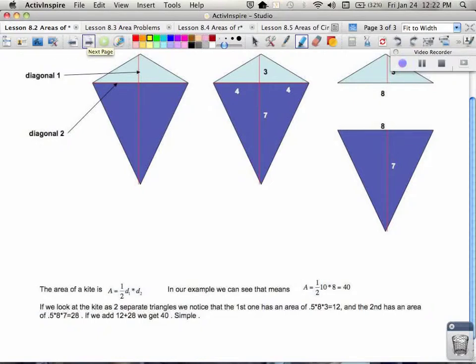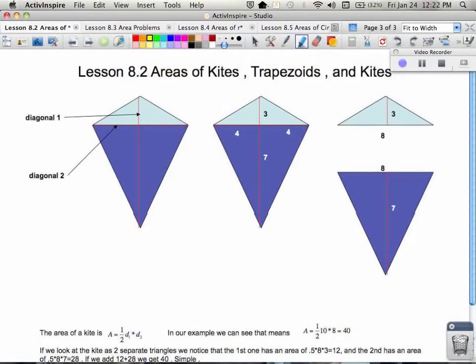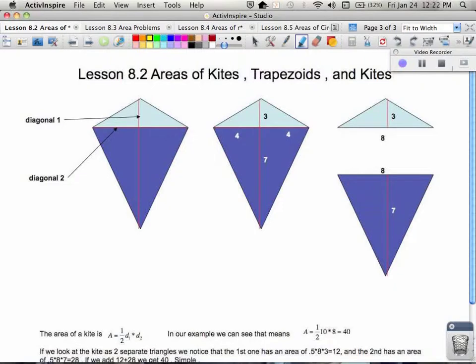In our last slide, we're going to talk about areas of kites. And the formula for the area of a kite works like this. The area of a kite is diagonal 1 times diagonal 2 divided by 2.